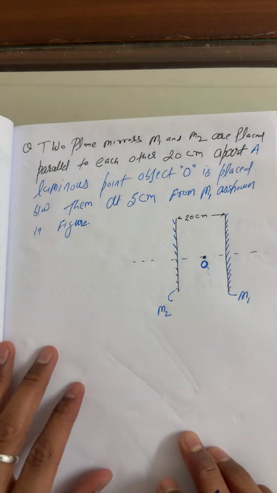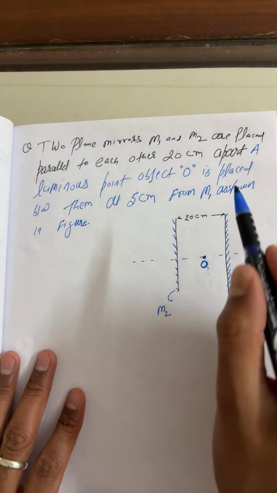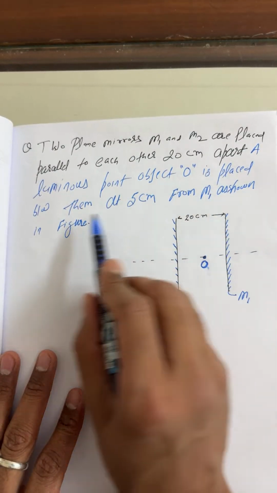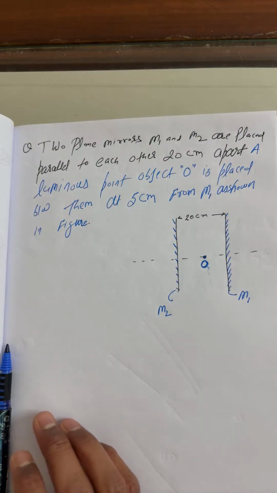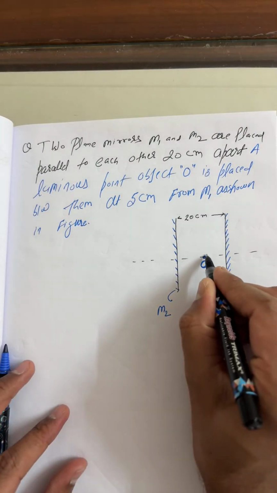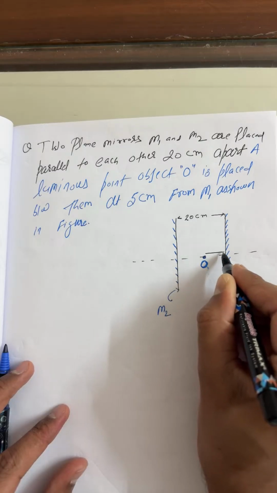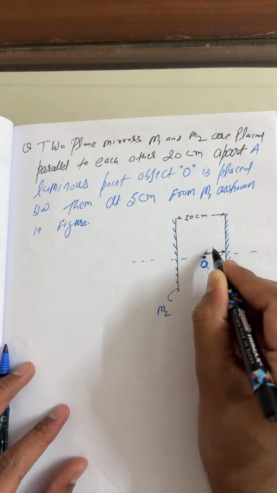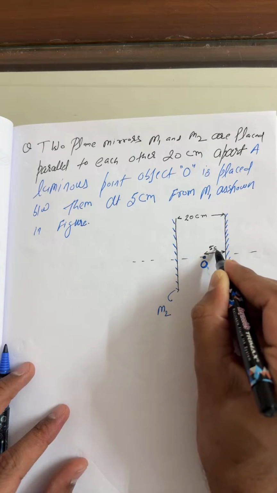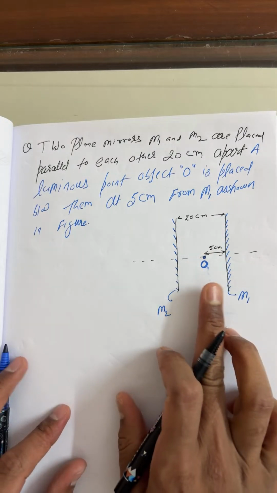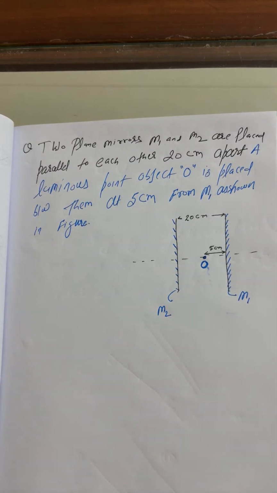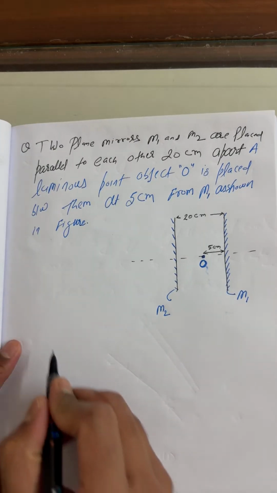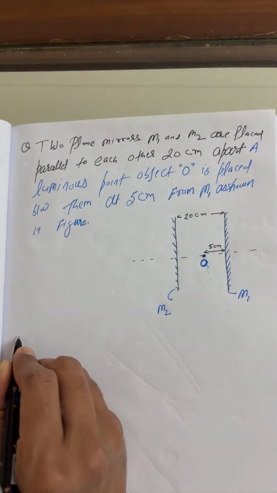The more interesting point: a luminous point object O is placed between them at 5 centimeter. So this is the distance from here, which is 5 centimeter. This is not mentioned in the diagram as well. Okay, fine. So what are the things you need to find? I'm going to write the options, students. This is option first.